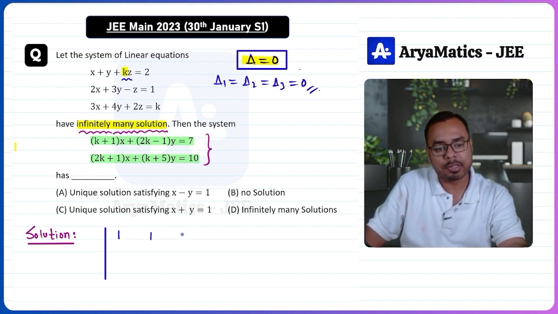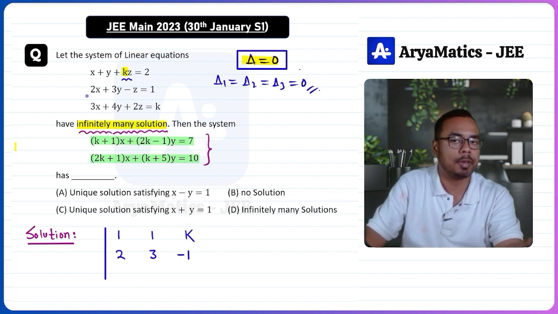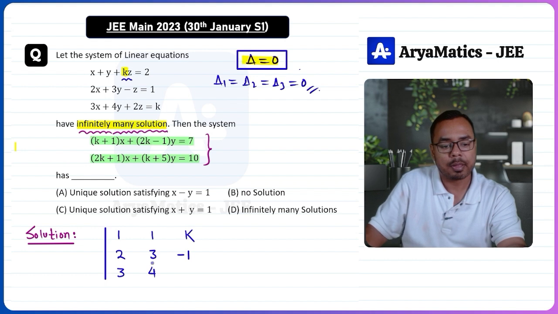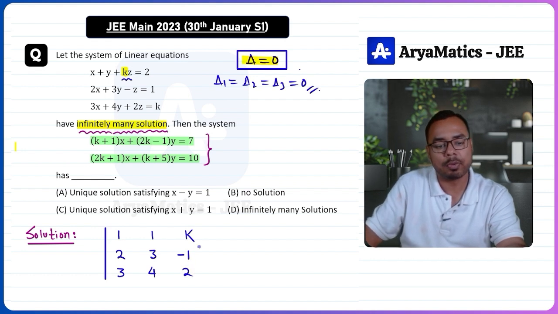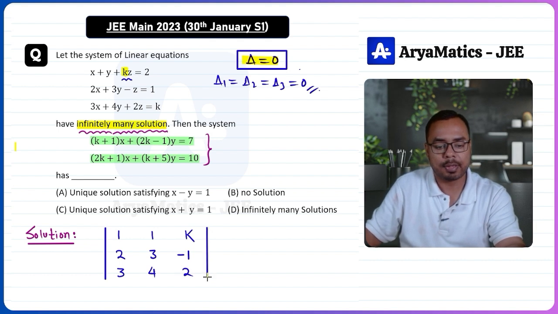So for delta, the first row will be 1, 1, and then k. Second row will be 2, 3, and minus 1. These are nothing but the coefficients of x, y, and z. First row means the coefficients of x, y, z in the first equation. Similarly, second and third equation. So the third row will be 3, 4, and 2. So this is the determinant of the coefficient matrix.